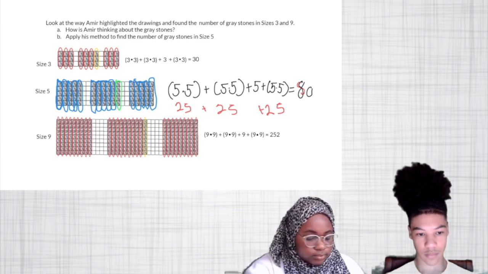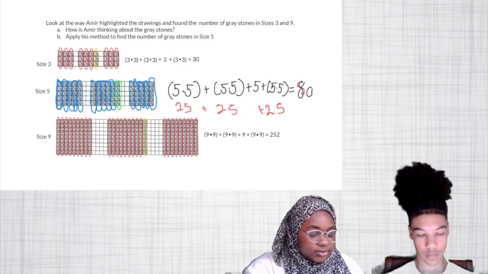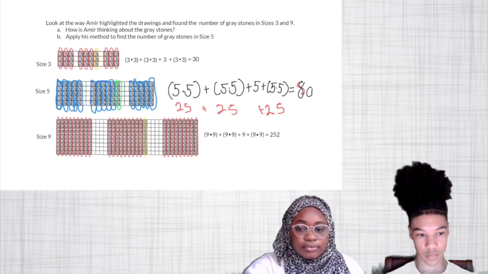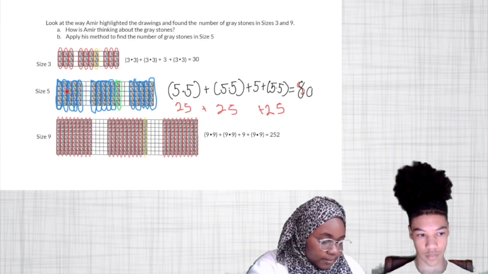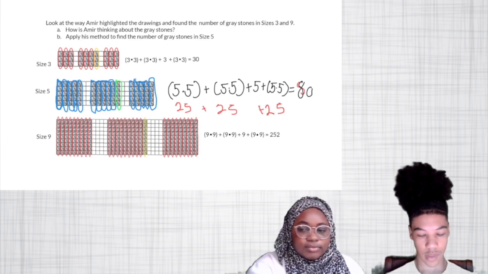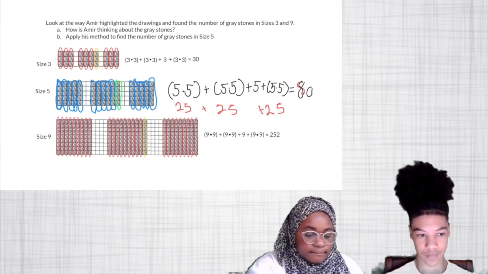Awesome. So when you multiplied it out, you got 25. What was the 25 referring to in the picture? How many gray tiles are there? Or gray stones? Use your laser pointer and show me where the 25 gray stones are. Right here. And that whole first block. Do you agree with that, ET? Yes. Okay.